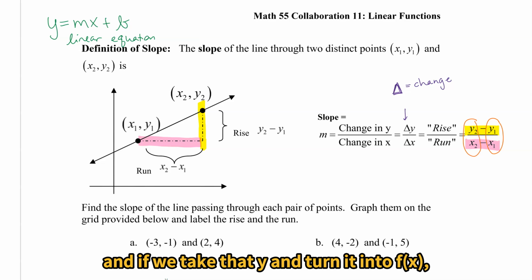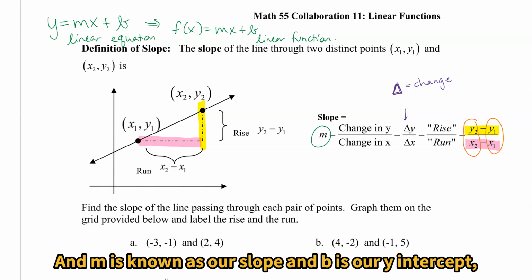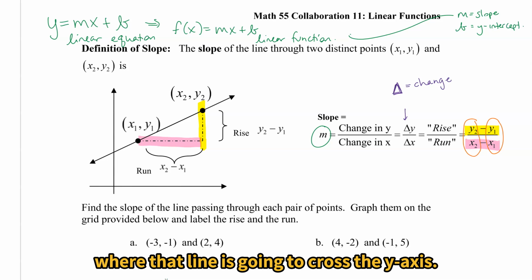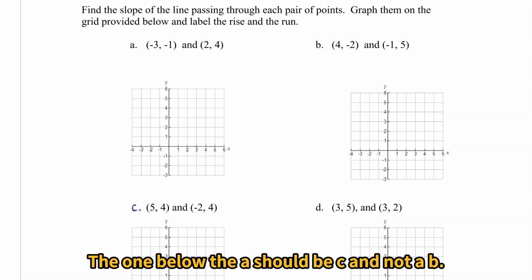And if we take that y and turn it into f of x, we have a linear function. And m is known as our slope, and b is our y-intercept, where that line is going to cross the y-axis. A few examples here, and I'll make one small correction. The one below the A should be a C and not a B.